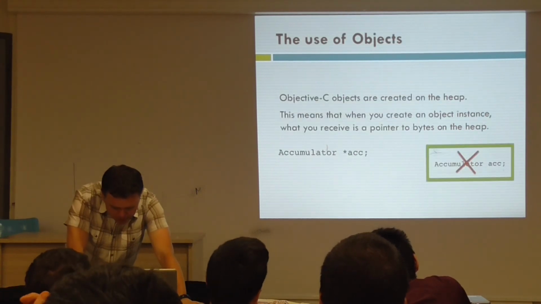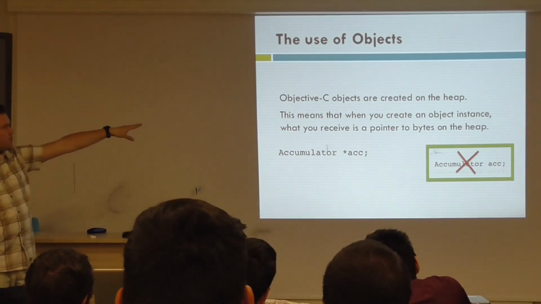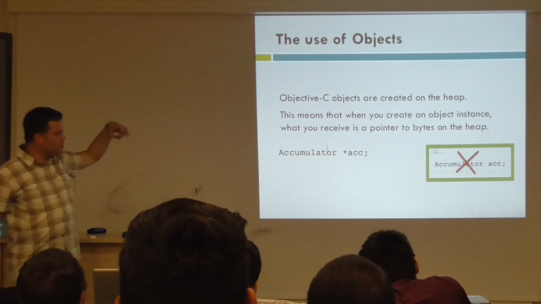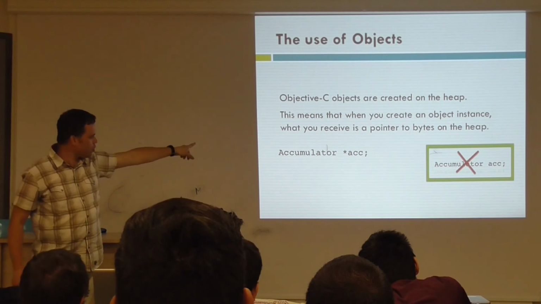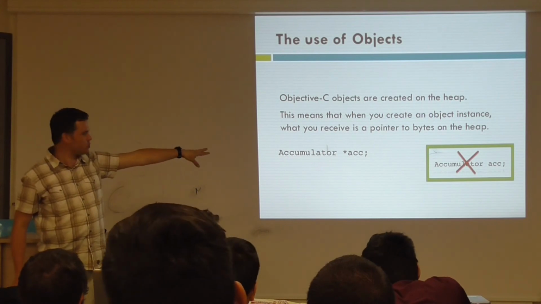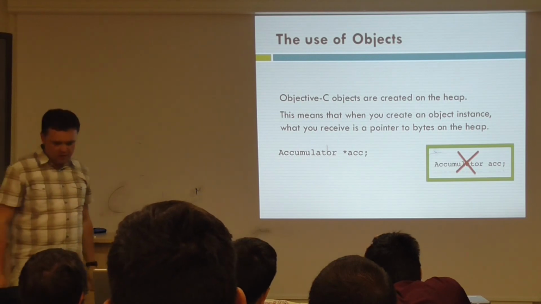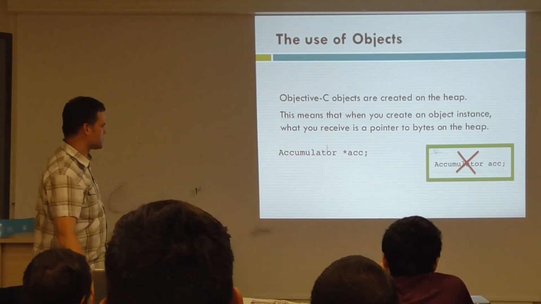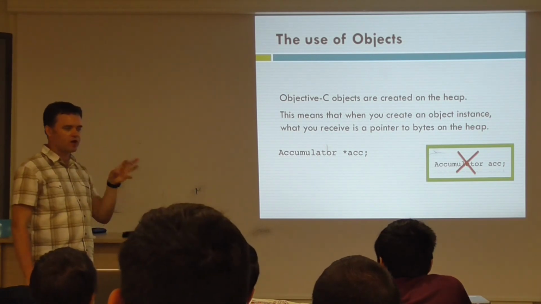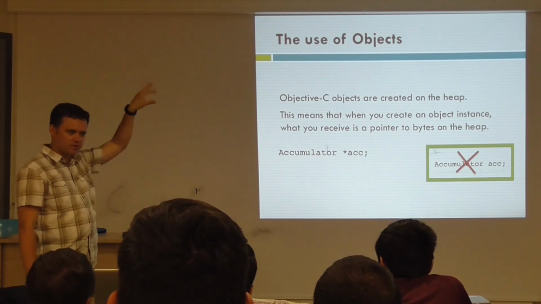The most important thing is that in Objective-C, objects are created on the heap. This means that when you create an object, you will receive a pointer. So all the time we retrieve the pointer. Not without the pointer, but with the pointer. So all the time we are working with pointers. When you want to create the object, the object is represented by a pointer to some memory. Okay?